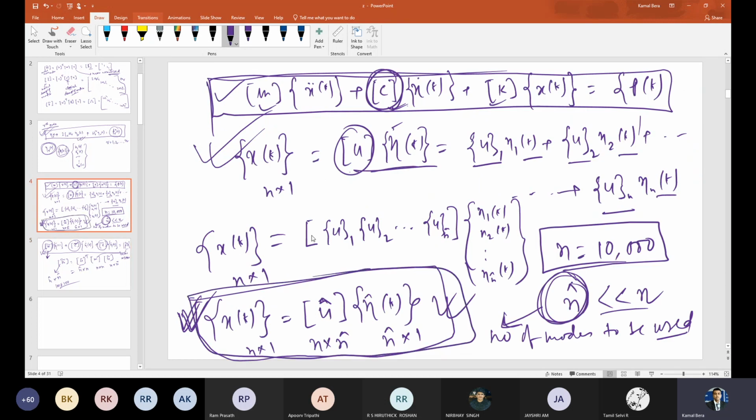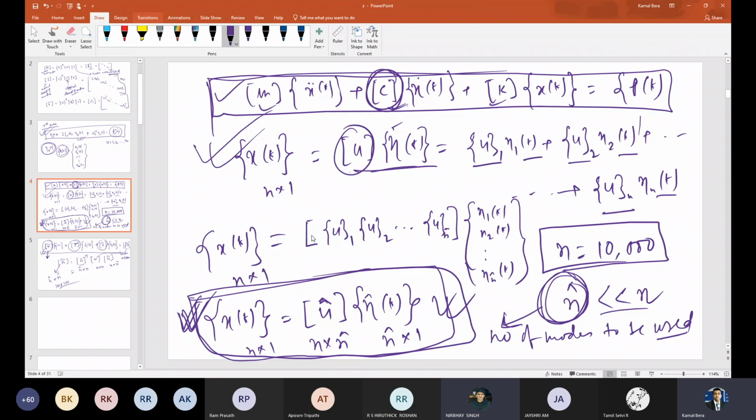Please listen carefully to each and every word, and if you do not understand, please reply. Sir, on what basis are we truncating the values? Will it not affect the total result? We are truncating 10,000 to 100 modes.